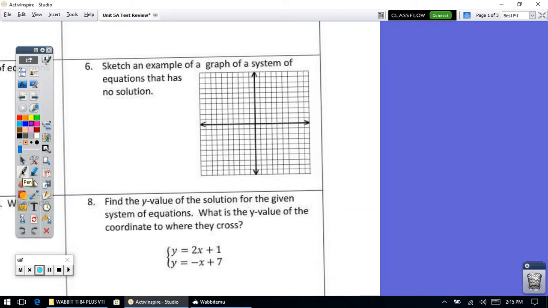6, sketch an example of a graph of a system of equations that has no solutions. They do not intersect. I could draw two parallel lines this way. I could draw two parallel lines this way. I could draw two parallel lines in any direction, just as long as you have two lines that never cross each other.